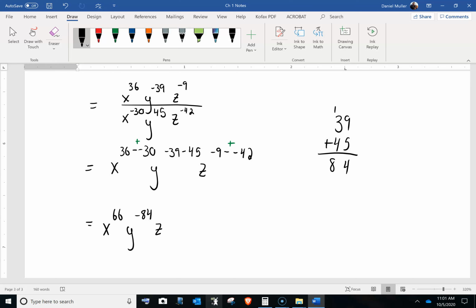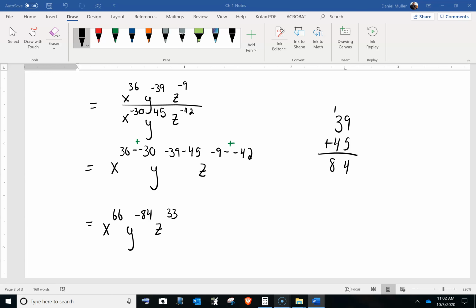And then we've got the z here. We've got a negative 9 plus 42. So we have 42 that's positive and 9 that's negative. So our answer will be positive. There's way more positives. 42 minus 9 is going to be 33.